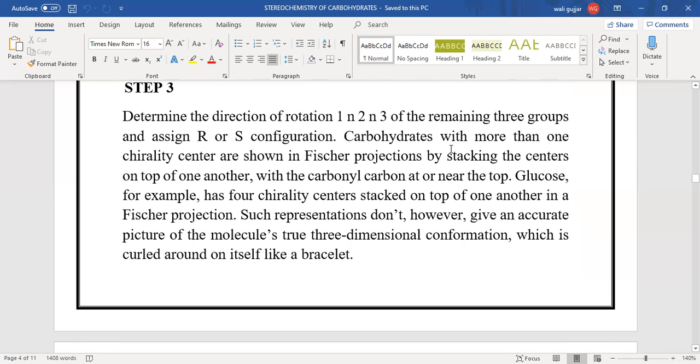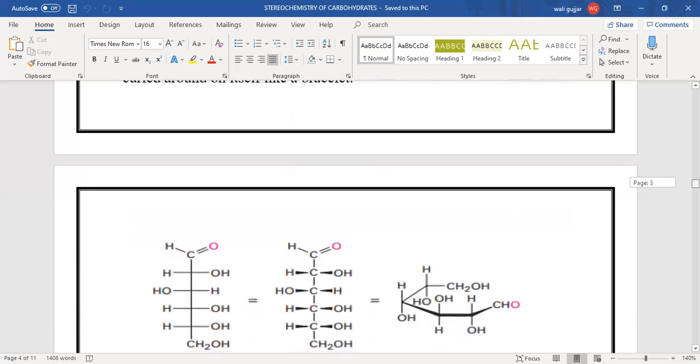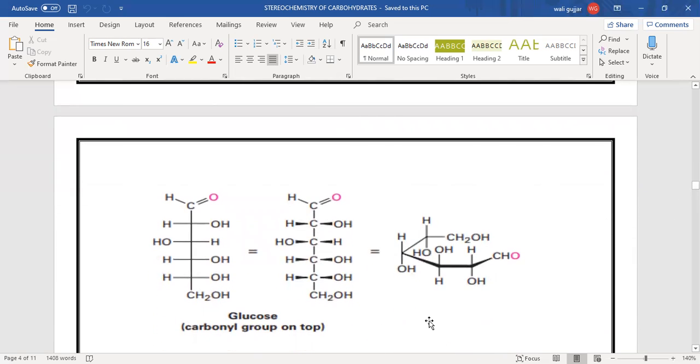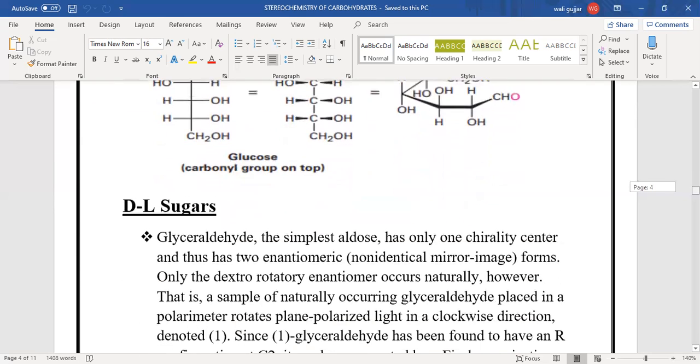S configuration. Carbohydrates with more than one chirality center are shown in Fischer projections by stacking the centers on top of one another with a carbonyl carbon at or near the top. Glucose, for example, has four chirality centers stacked on top of one another in a Fischer projection. Such representations do not, however, accurately picture the molecule's three-dimensional conformation, which is curled around itself like a bracelet, as in this figure, which is the actual Fischer projection.